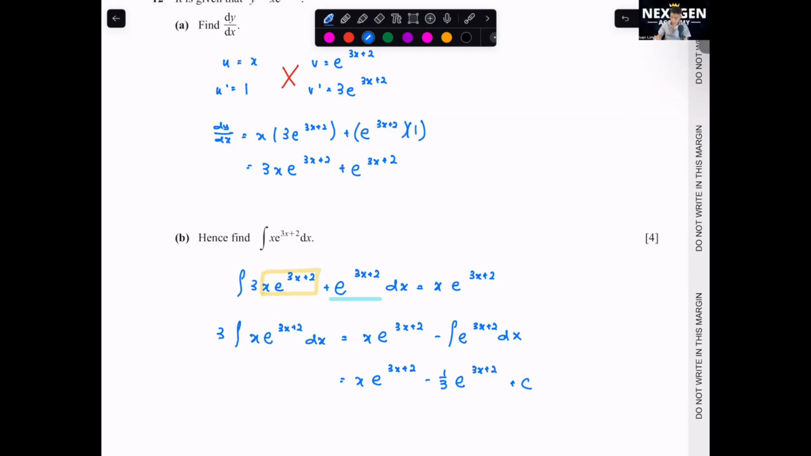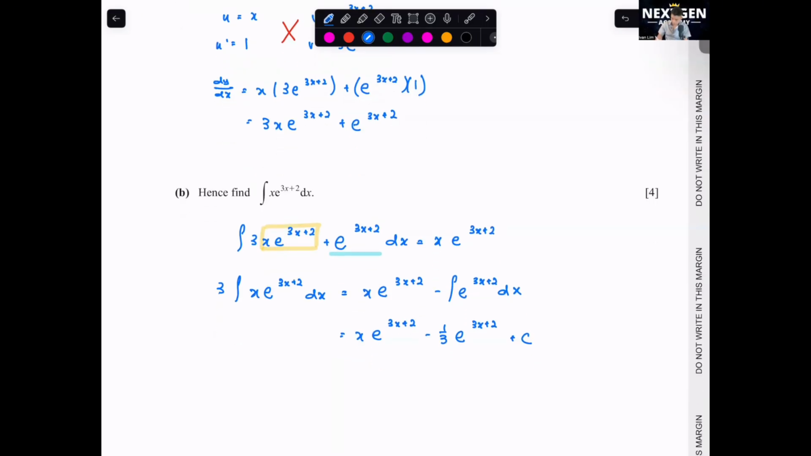Then we have one more 3 on the left-hand side. We want to get rid of the 3. We divide the whole equation by 3. So this will be integral x e to the power of 3x plus 2 dx. It will be 1 over 3 x e to the power of 3x plus 2 minus 1 over 9 e to the power of 3x plus 2. This c you don't need to write as 1 over 3c because we don't know what is c. C can be anything. So you just write it as c as usual. Plus c. This will be our final answer.